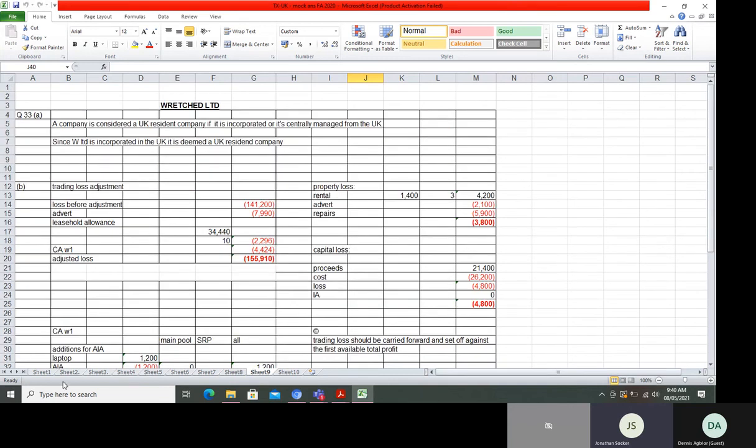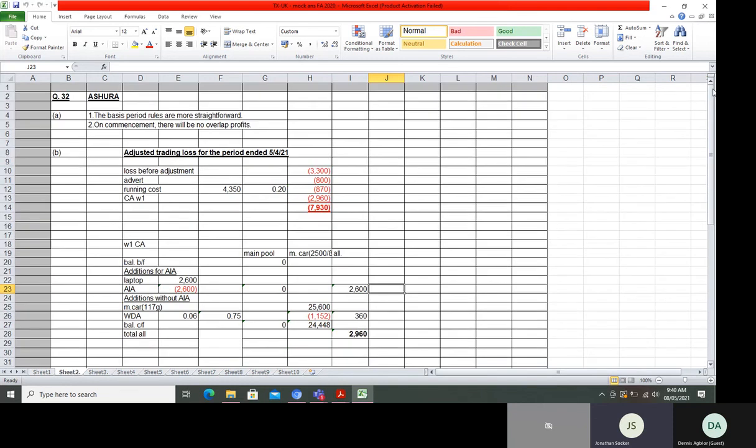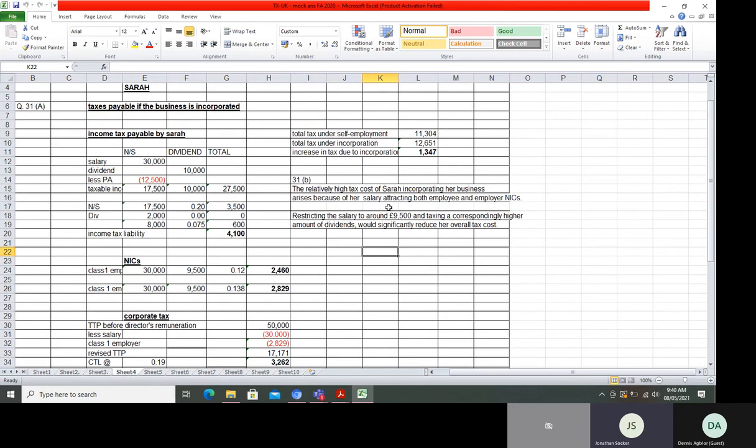Okay, so we are looking at block 2 on Sarah. Okay, so I think this should be block 2 on Sarah. So you have Sarah here. So first, from the information we gathered, income tax payable by Sarah. She's having a salary of 30,000. So you play with this template so that you get familiar with it before the day. We also have a dividend of 10,000.